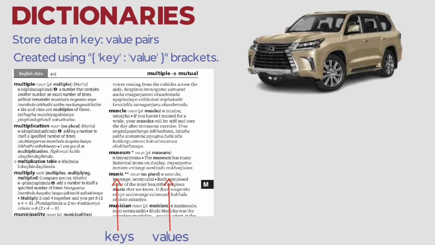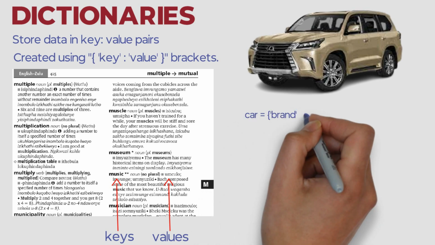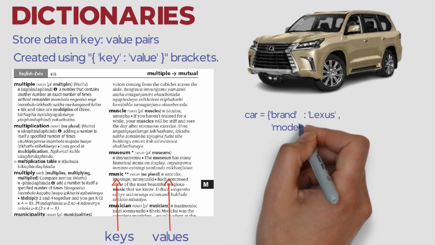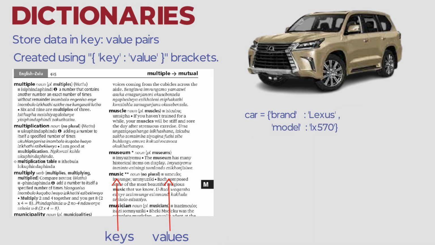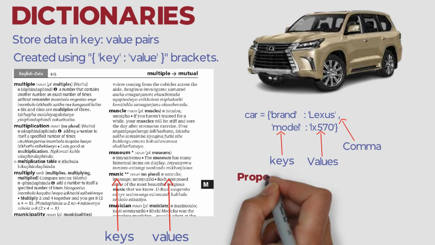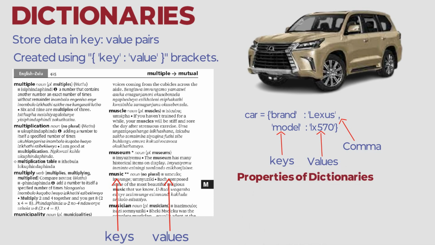Let's envision a car, like the Lexus LX 570. A dictionary that holds this car's properties would look like this. The items to the left are keys and those to the right are their respective values. Please note that each key value pair is separated using a comma. Like lists, dictionaries are mutable and ordered.